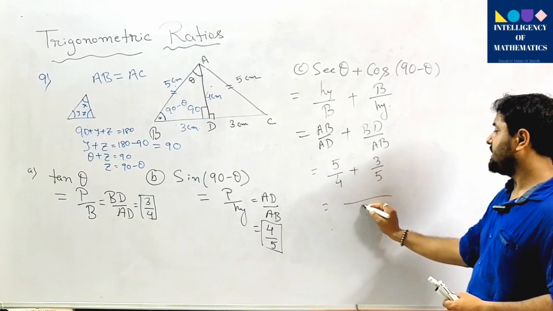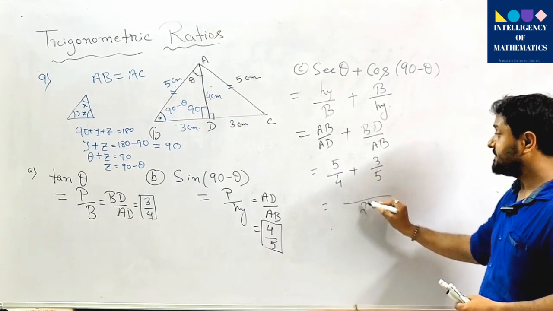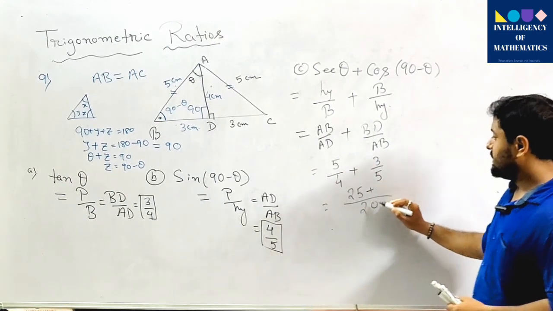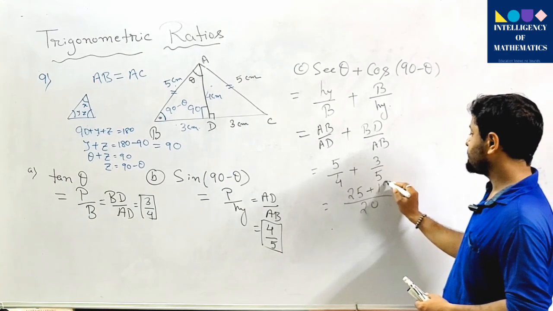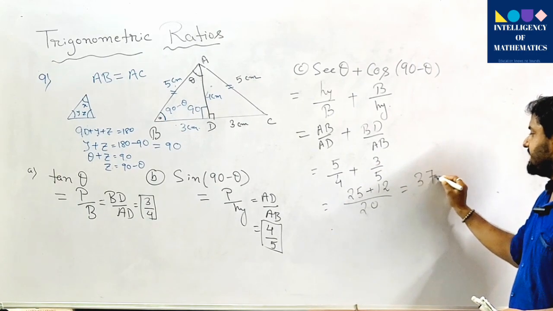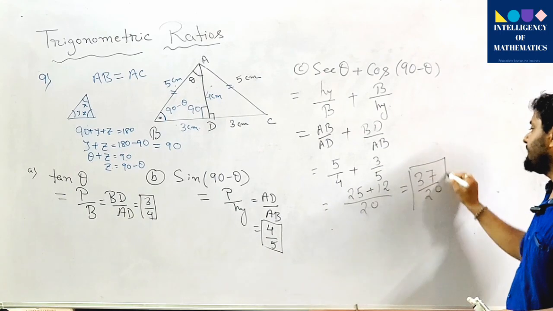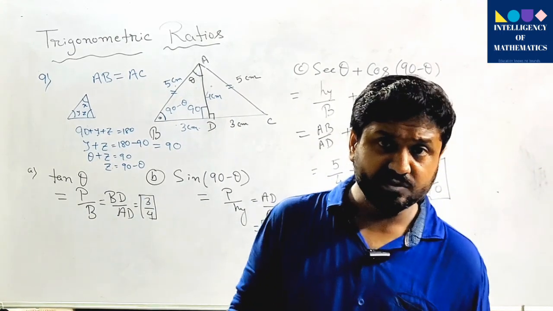We'll take an LCM of 20. 4 5s are 20. 20 divided by 5 is 4. 4 plus this is 12. If we add, we'll get 37 by 20. The final answer of this is 37 by 20. Hope you understood.